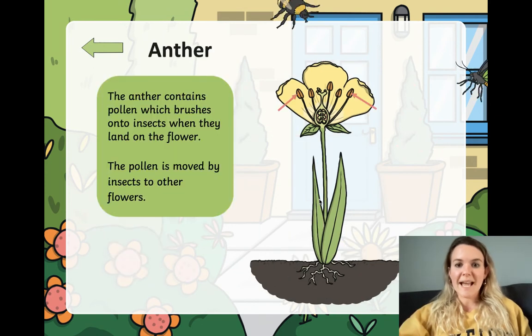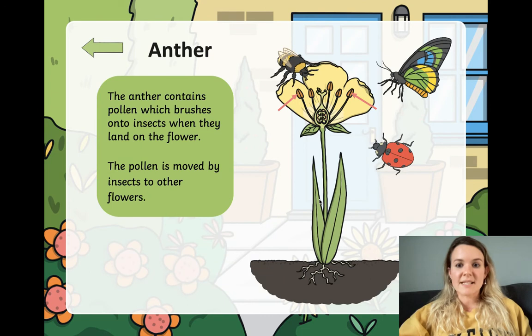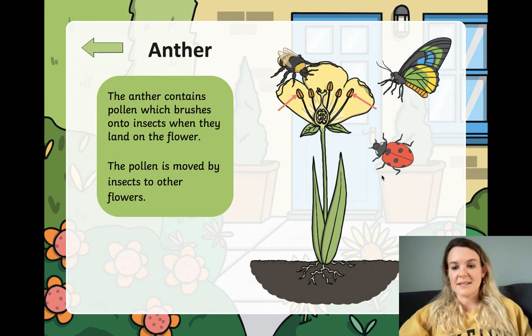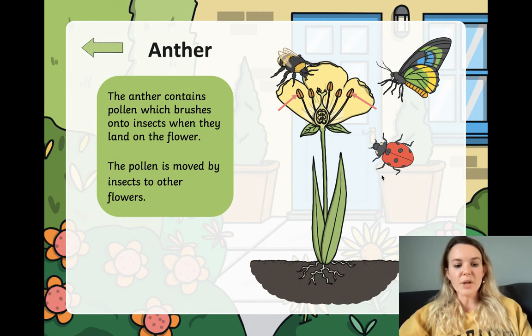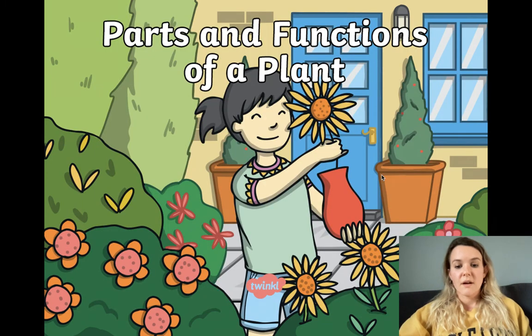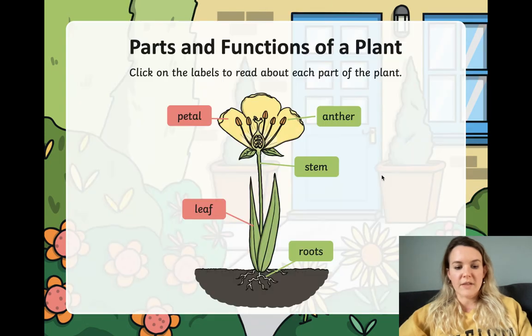And finally, the anther. The anther contains the pollen. So they're these little bits. The most common flower I can think of with a very obvious anther are lilies, because sometimes you can get covered in the pollen because the anther is so huge. So as insects fly into the flower, the pollen brushes onto the insects, and then it's moved from one flower to another by the insects that travel. So those are the 5 parts of a plant that we're looking at today.